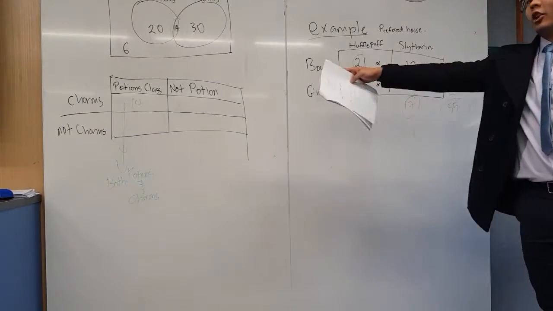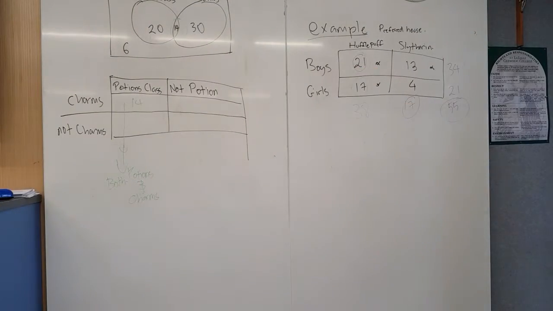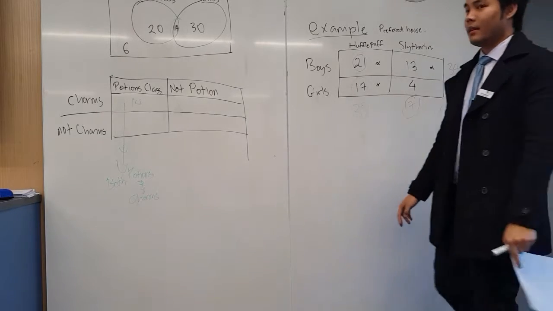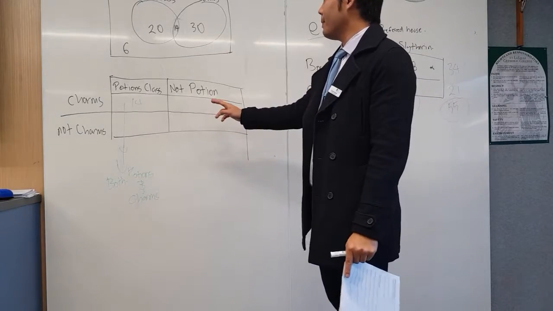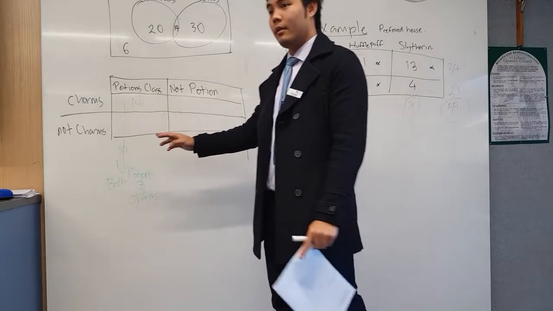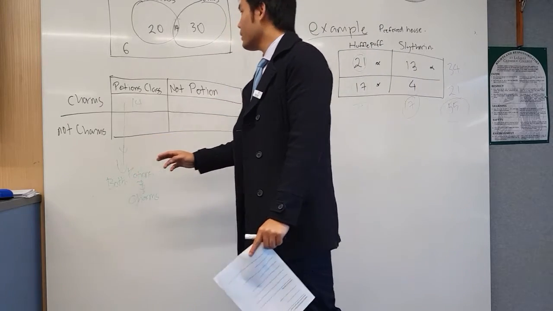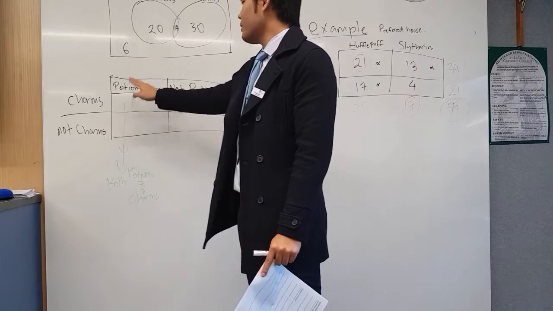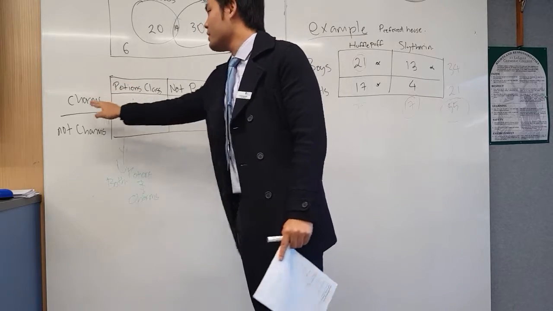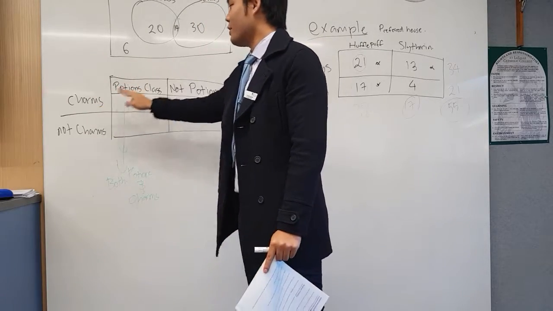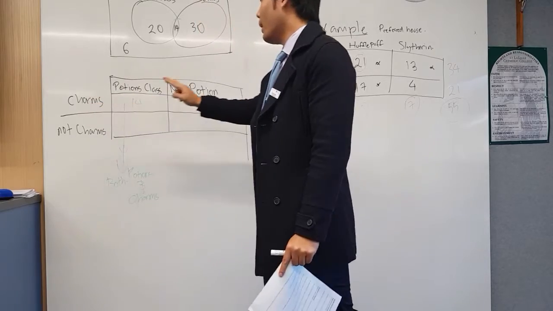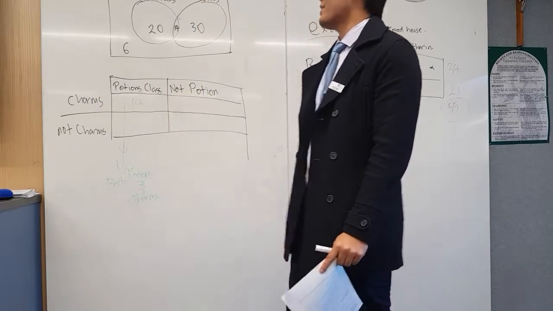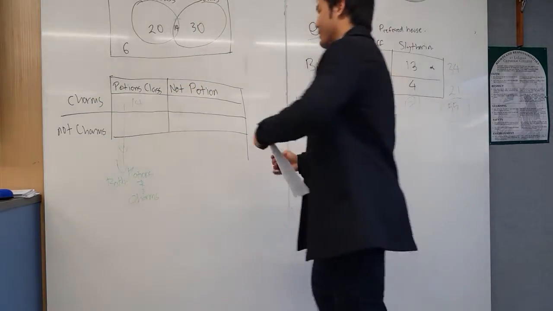Harriet, how about the next column on the right? 6. Okay, so we're going left and right. So this is Charms and Potions, so this would be Charms but not Potions. So 30.